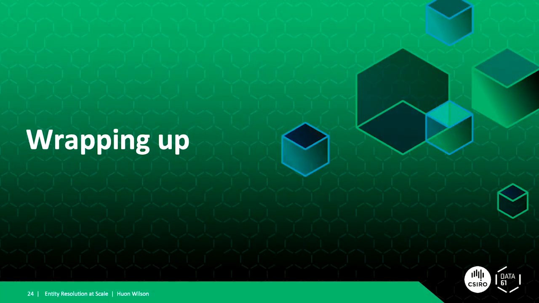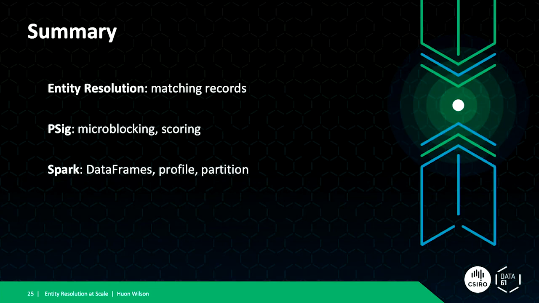So we saw some things we learned when implementing psig with Spark. Now, let's finish up. In summary, we saw that entity resolution is matching or deduplicating records, and it can be hard to do naively. Next, we saw that the psig algorithm will take our original data, compute microblocks, and then score within those blocks to create a linked record graph. And it does this in a way that hopefully avoids the quadratic explosion in the number of comparisons. Finally, with Spark, we saw that data frames were good, that profiling was really helpful in diagnosing a performance problem, and that partitioning makes our code run faster.